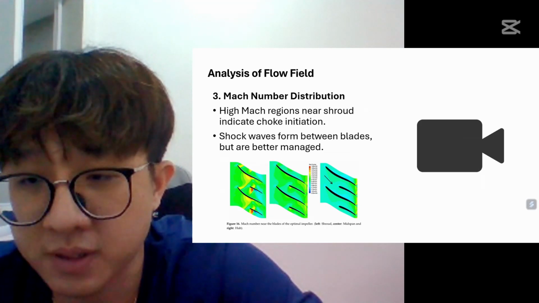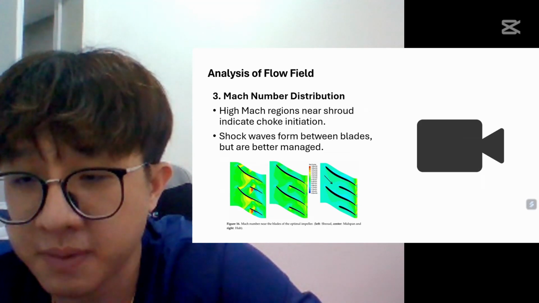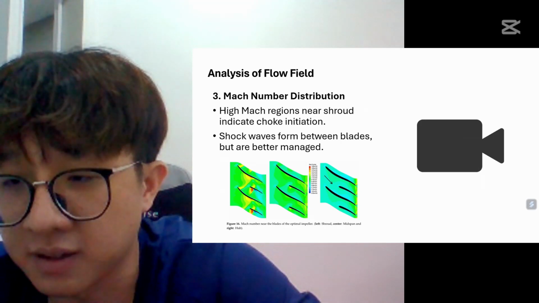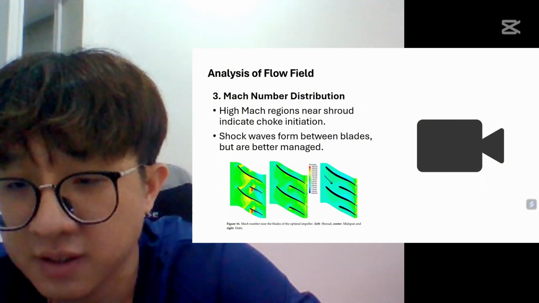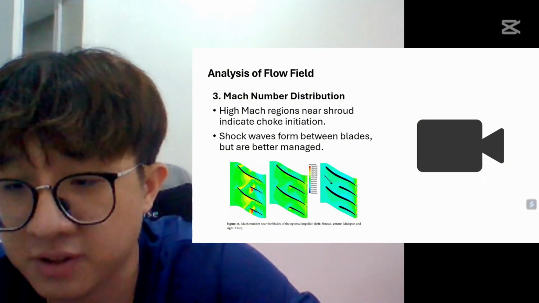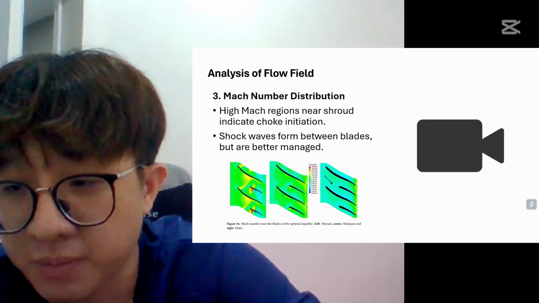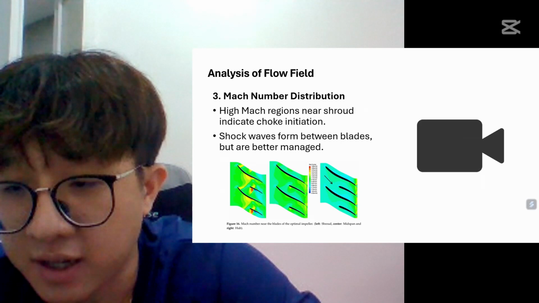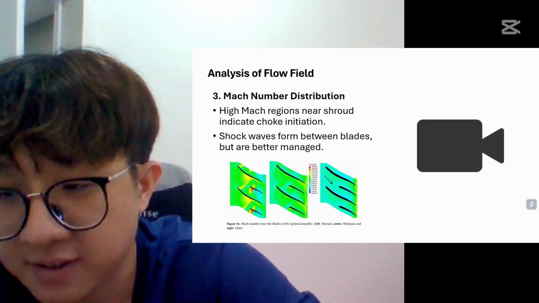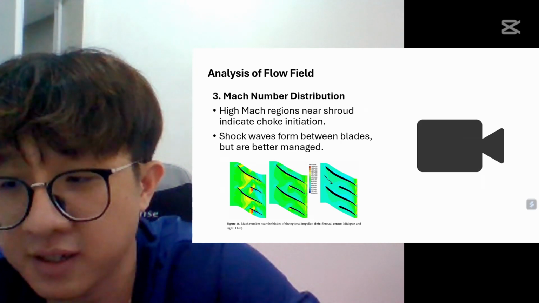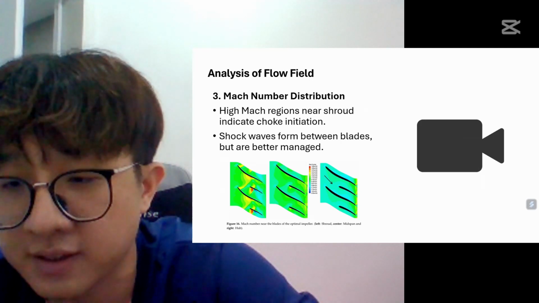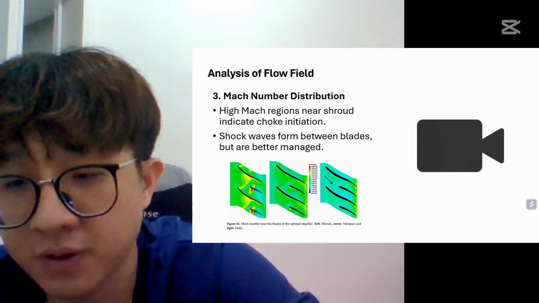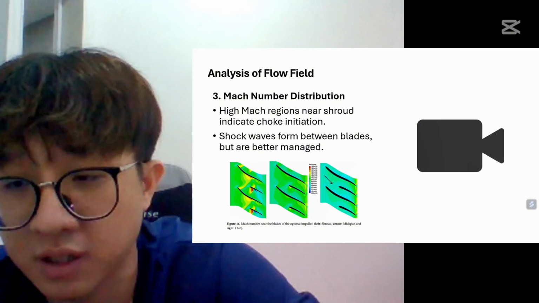And the last is the Mach number distribution. The high Mach region near the shroud persisted in both designs. However, the optimized impeller redistributed flow more effectively. As a result, shock strength and flow unsteadiness were minimized, especially near the trailing edge. This suggests the design is better equipped to handle high speed flow without premature choking or stall.